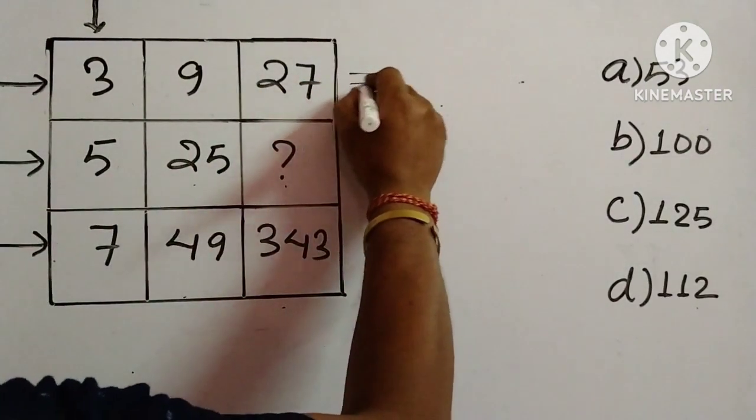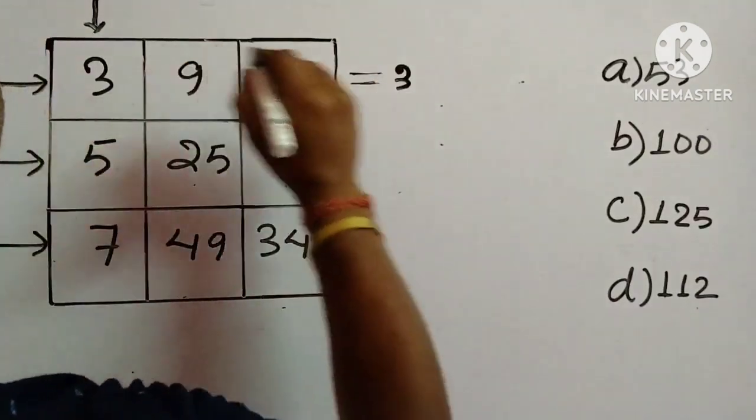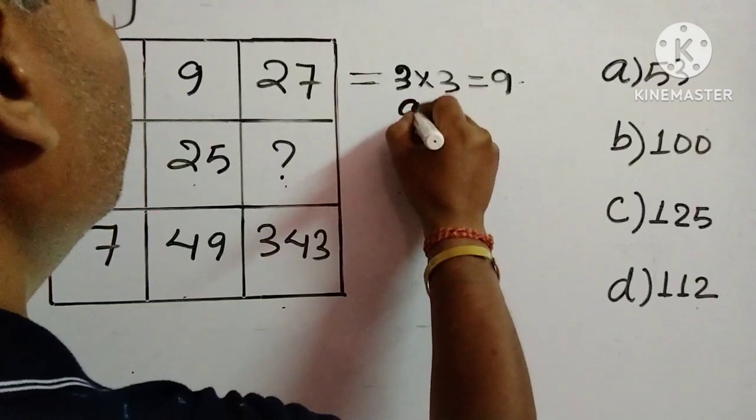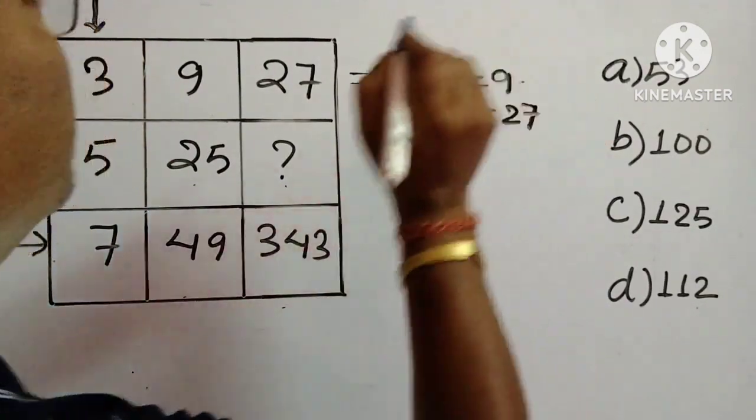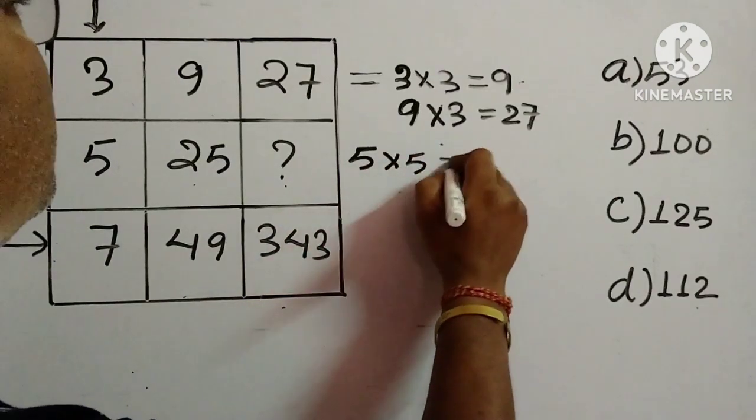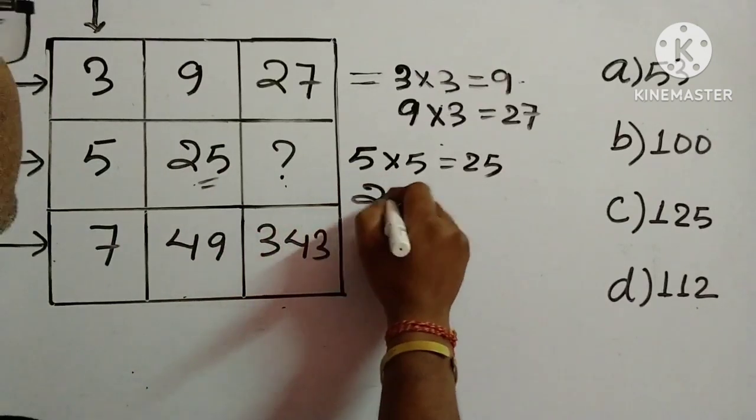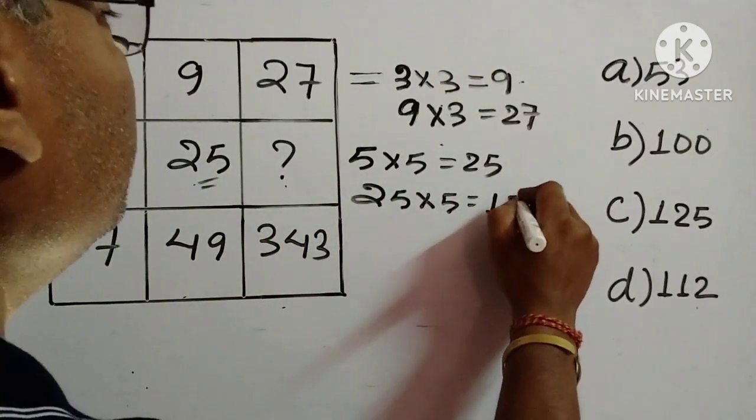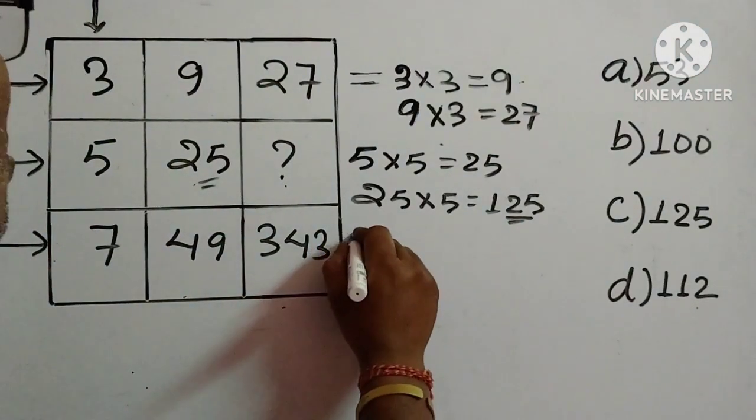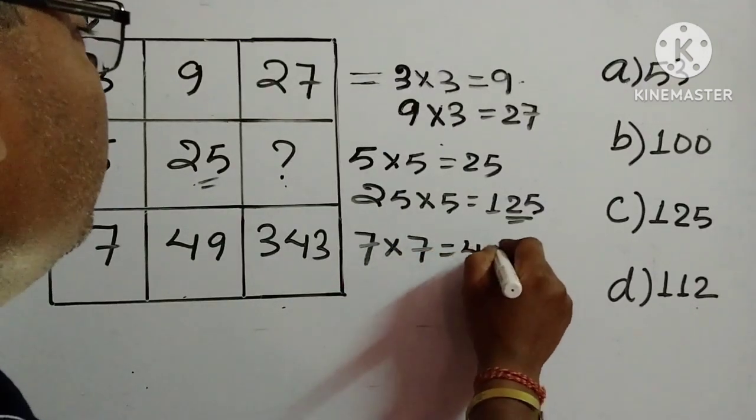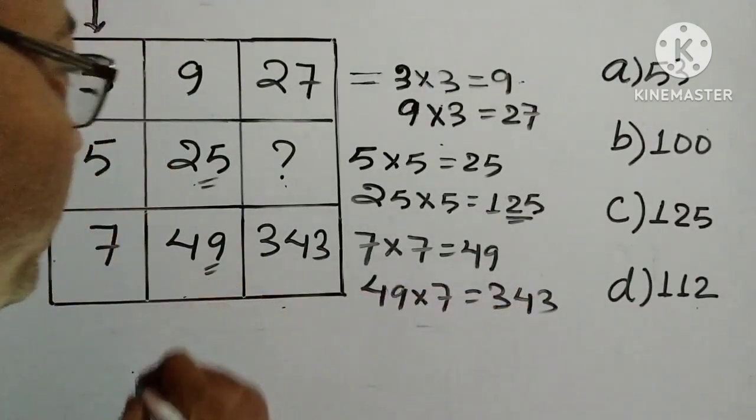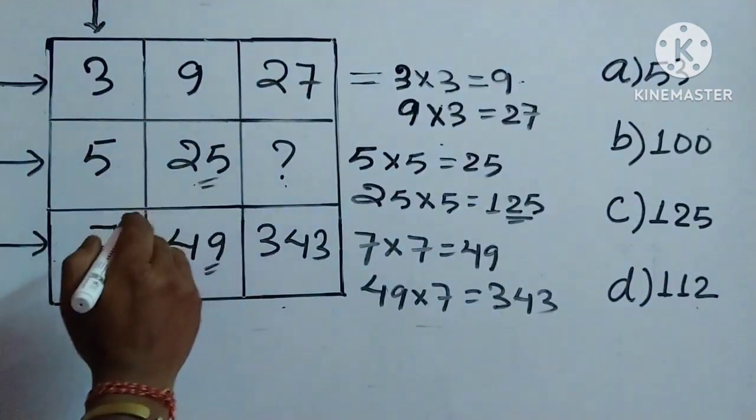So, in the first row, if we'll consider 3, then 3 into 3 is 9, which is given. And again, 9 into 3 is 27. So we have to follow the same process over here. So 5 into 5 is 25 here. Then 25 into 5 is 125. So 125 is the answer. So we will check whether the same process is followed over here or not. So 7 into 7 is 49, which is given over here. And 49 into 7 is 343. So the same process is followed in each row.